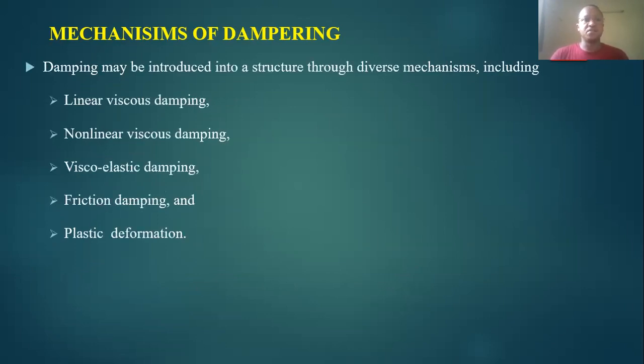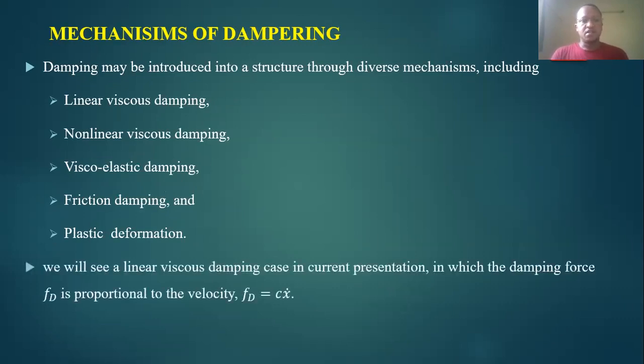Mechanisms of damping. Damping may be introduced into structures through diverse mechanisms. That includes linear viscous damping, non-linear viscous damping, viscoelastic damping, friction damping, and plastic deformation. We'll see the linear viscous damping case in the current presentation, in which the damping force Fd is proportional to the velocity. That means Fd is equal to C x dot, where x dot is the velocity and C is the damping constant.